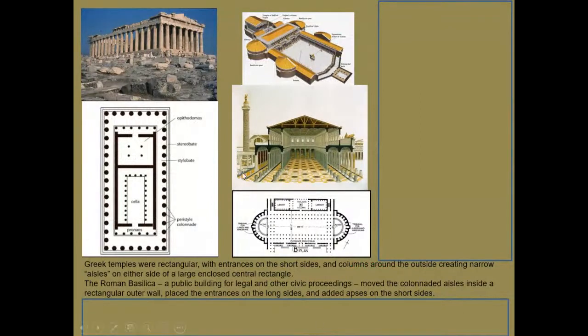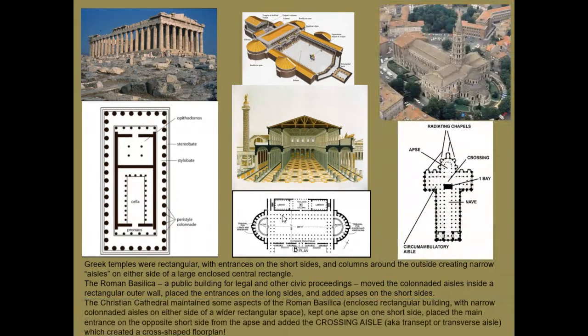You can see by these examples here how we've evolved from this rectangular form with columns around the outside into a rectangular form with columns forming aisles on the inside. It is almost as if the Roman basilica has kind of taken the Greek temple and turned the entrance from the short side to the long side, added those round apses, and enclosed the space with a solid wall. So there is an evolution of this architectural form from Greece to Rome, and it will evolve again to the Christian cathedral form.